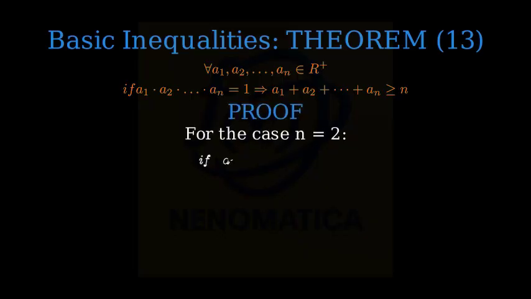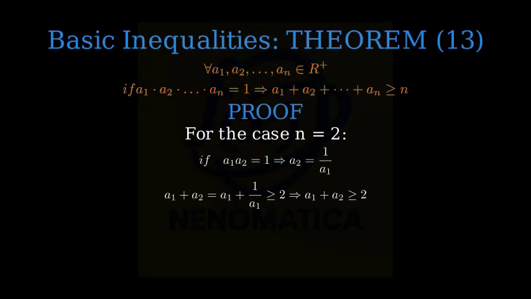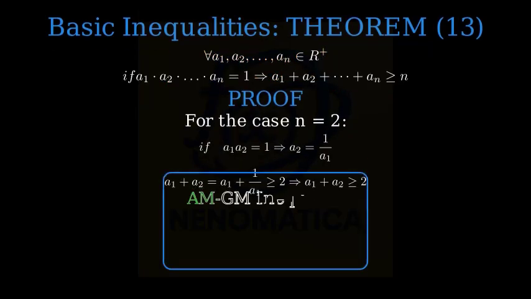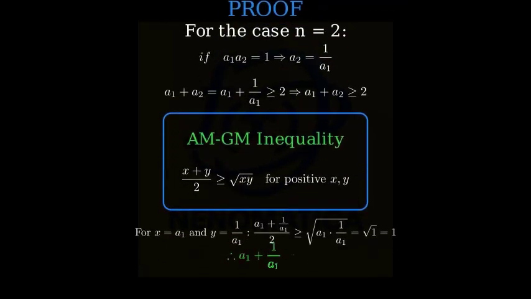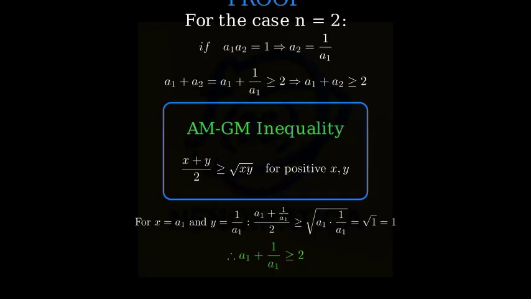We'll start with the case where n equals 2. In this case, we need to prove that if a1 times a2 equals 1, then a1 plus a2 is greater than or equal to 2. Let me explain why a1 plus 1 over a1 is greater than or equal to 2. This is because of the AM-GM inequality, which states that the arithmetic mean is greater than or equal to the geometric mean. For two positive numbers, this means that their sum divided by 2 is greater than or equal to the square root of their product.